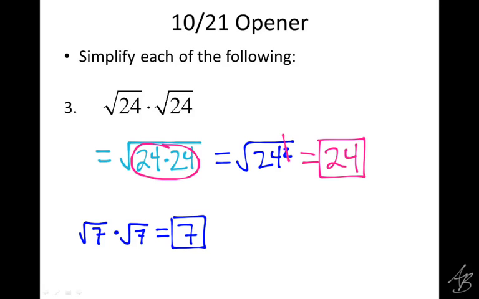All right, and that's going to be really important for us when we're dividing square roots, because we're going to need that to help us simplify some of them.